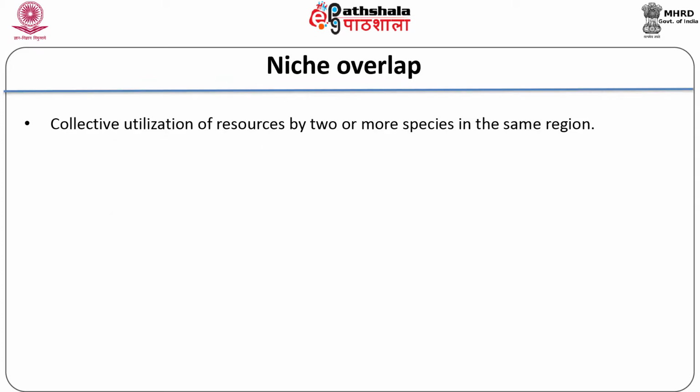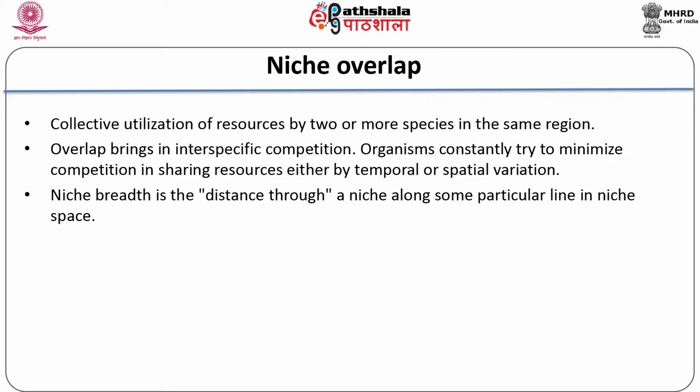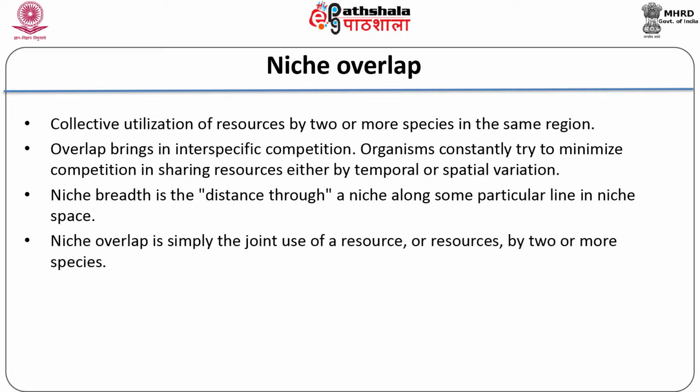Niche overlap is the collective utilization of resources by two or more species in the same region. Overlap brings in interspecific competition. Organisms constantly try to minimize competition in sharing resources, either by temporal or spatial variation. Niche width is the distance through a niche along some particular line in niche space. Niche overlap is simply the joint use of a resource or resources by two or more species.